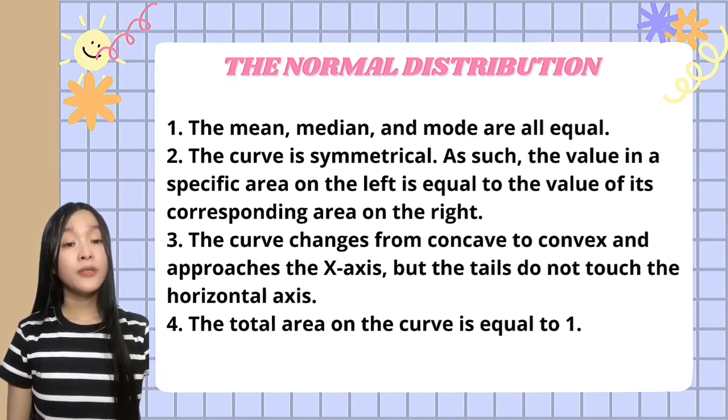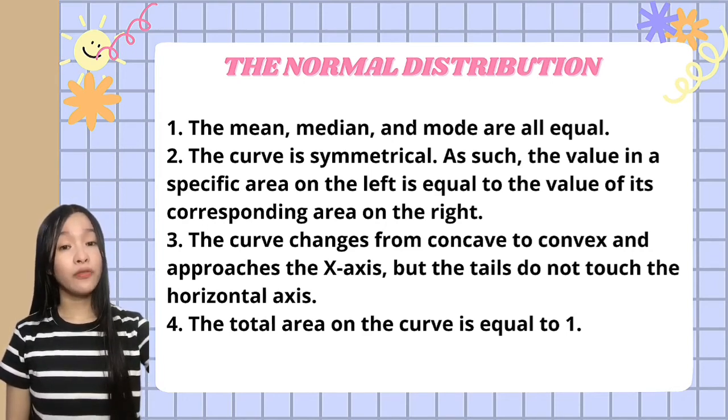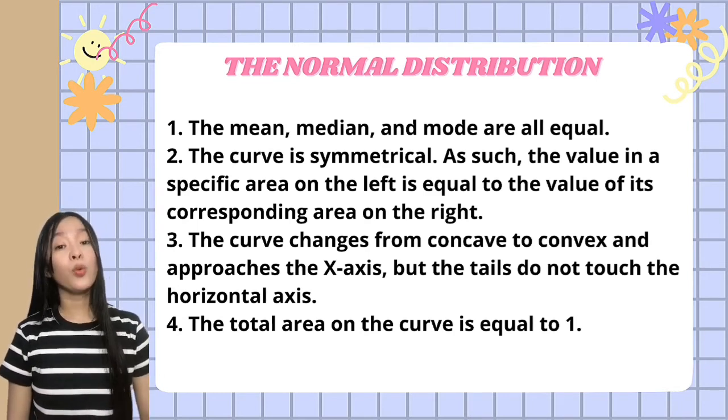3. The curve changes from concave to convex and approaches the x-axis, but the tails do not touch the horizontal axis. So when we say concave to convex, concave means it was rounded inward, while the convex is rounded outward. And lastly 4, the total area on the curve is equal to 1.